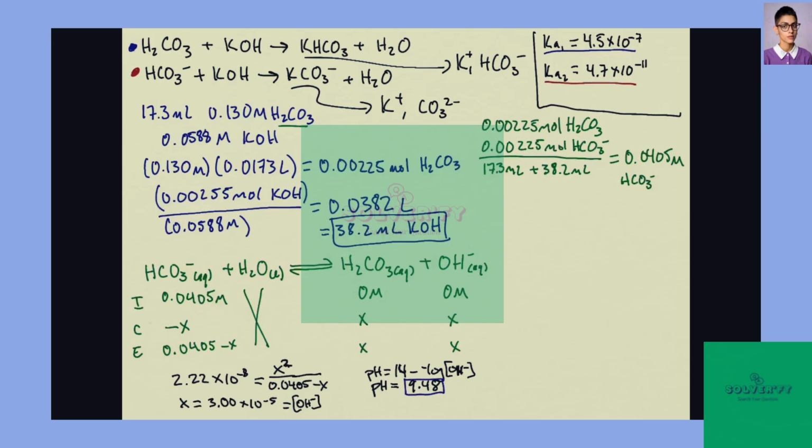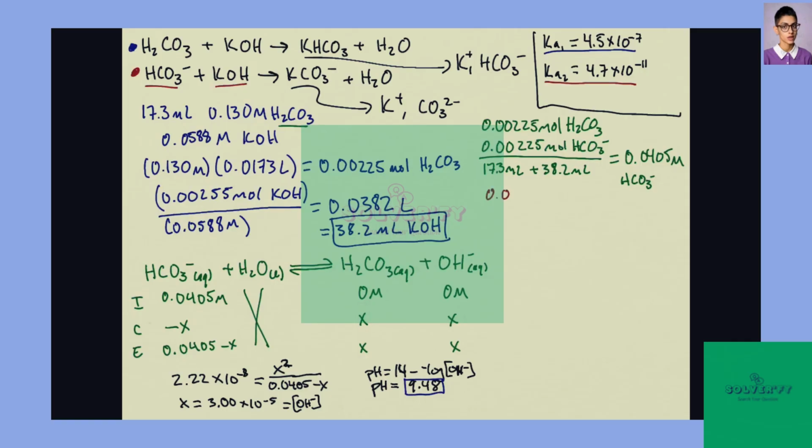And now we have to repeat the whole process to find the volume of KOH required and pH for the second equivalence point. So as we know from before, we start this second part of the titration with 0.00225 moles of HCO3 minus. Again, there is a 1-to-1 ratio between HCO3 minus and KOH, so we're going to need an equal number of moles of KOH to react completely with the HCO3 minus to reach the equivalence point.